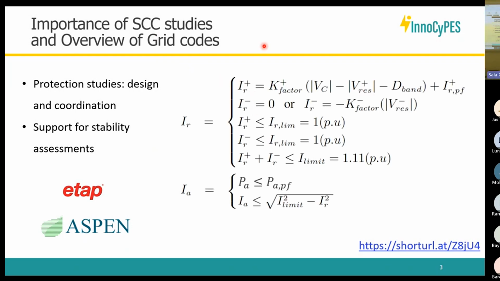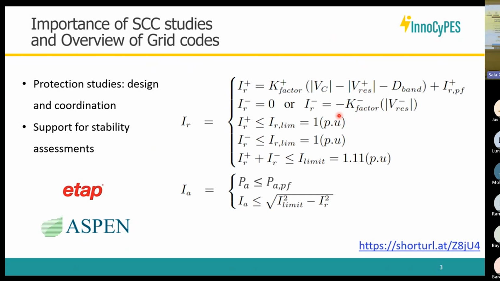So, and about the grid codes, also in a nutshell, a grid code is something that will dictate the behavior of an IBR so that the operation happens in a proper way. This is something that changes a lot from country to country, from TSO to TSO, but I will try to explain a bit the equations here. They are in a certain way representing a grid code in a generic way.